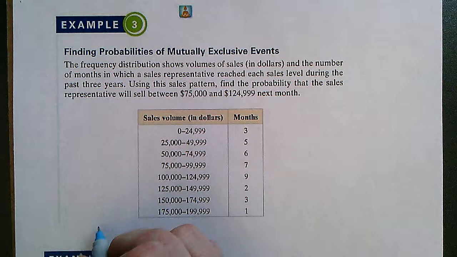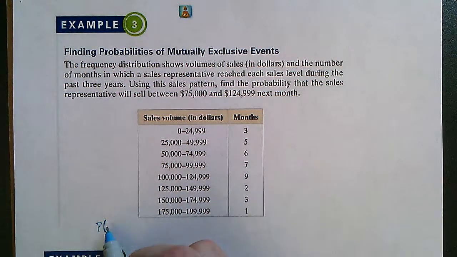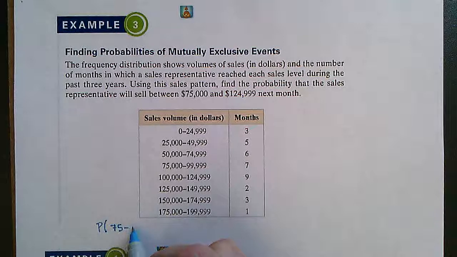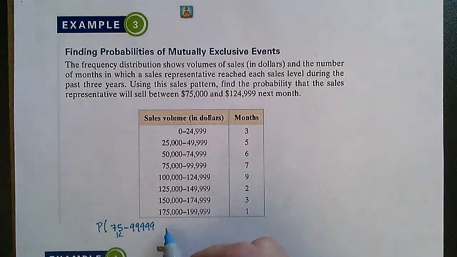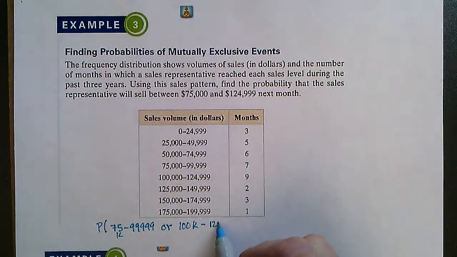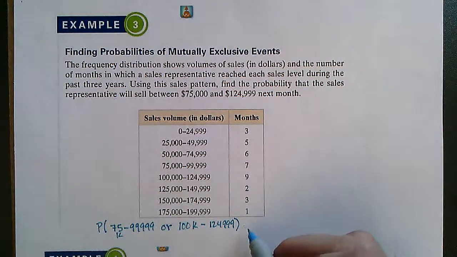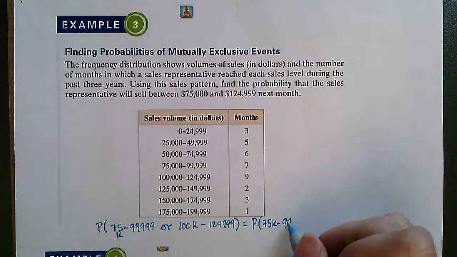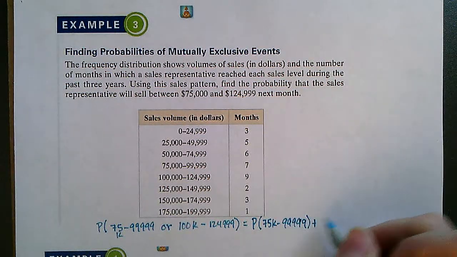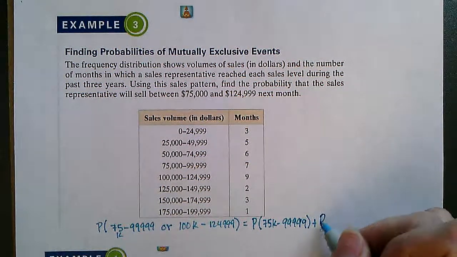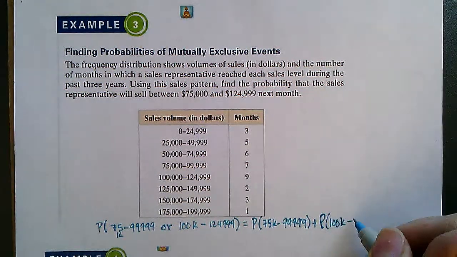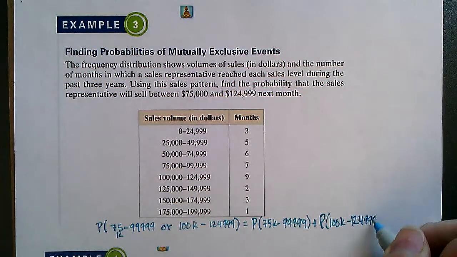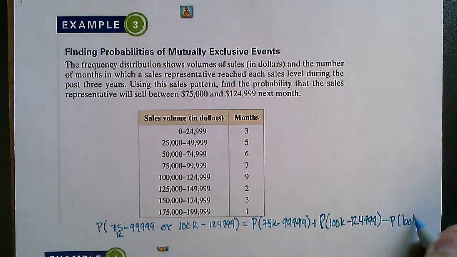So that would be the probability that they sell $75,000 to $99,999, or $100,000 to $124,999, which would equal the probability of the 75K to 99,999. Since it's an or, we are adding, plus the probability of $100,000 to $124,999, minus the probability of both of those things happening.